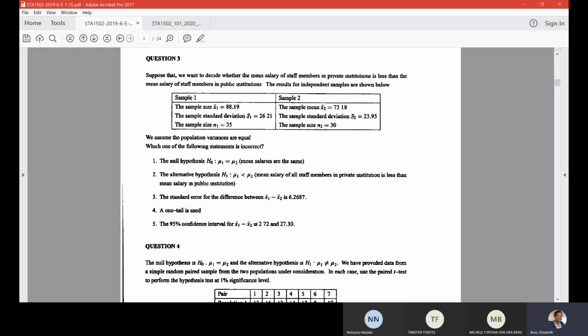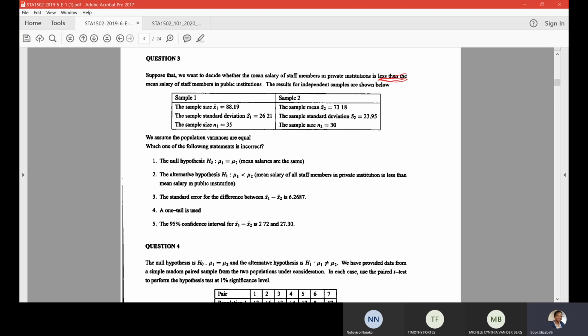Okay, so question number 3. Suppose that we want to decide whether the mean salaries of staff members in the private institution is also here. It says less than the mean salary of staff. So it means we're still doing a one-tailed test. And this is from the independent samples shown below.